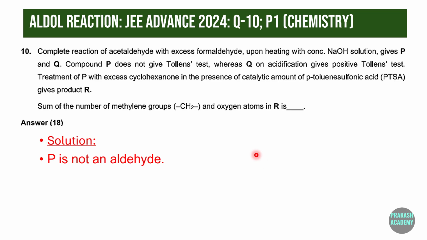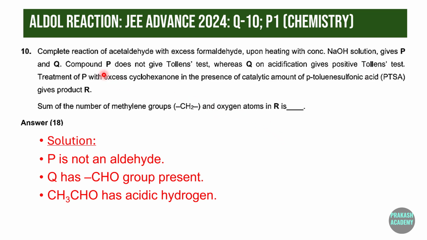So what are the hints that we have? The first hint is P is not an aldehyde. This means it does not have an aldehyde group, CHO group. But Q gives a positive Tollens test. This means Q has a CHO group.